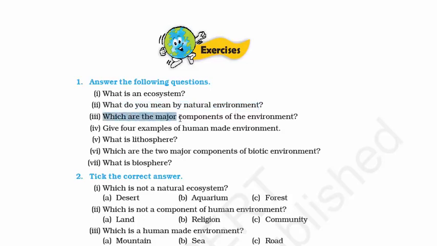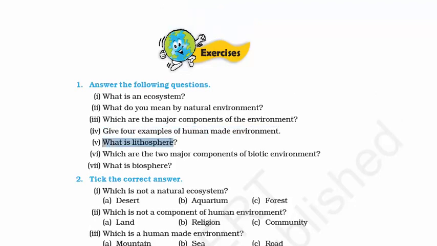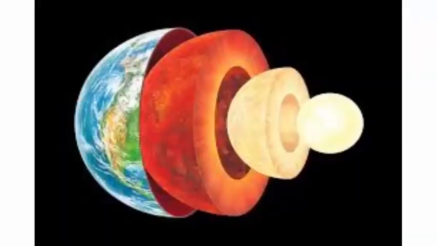Third question, which are the major components of the environment? So the major components of environment are humans, natural resources, and then human-made resources. Fourth question, give 4 examples of human-made environment. Anything that you see around you made by humans. Road, building, garden, park, anything. Fifth question, what is lithosphere? Lithosphere is the solid crust part of the earth, the upper layer of the earth where you see the rock bed and on which we walk.